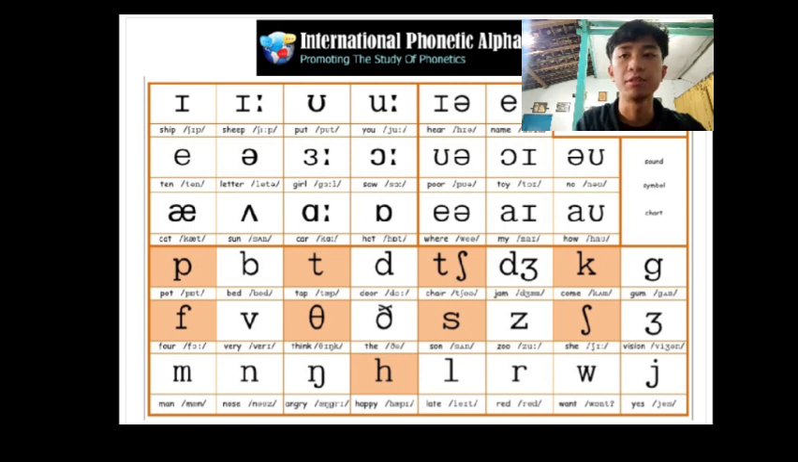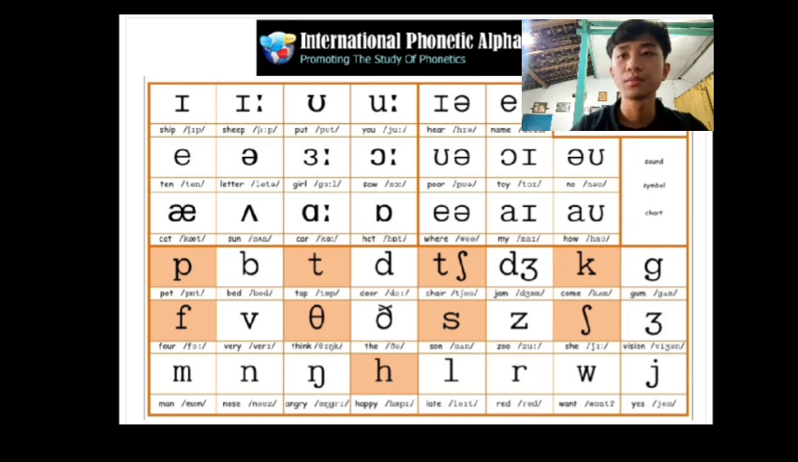Vowels are divided into two differences. First is short vowel I, for example, sheep. Okay, next long vowel E, for example, sheep. Okay, next short vowel U, for example, put. Okay, next long vowel U, for example, you.